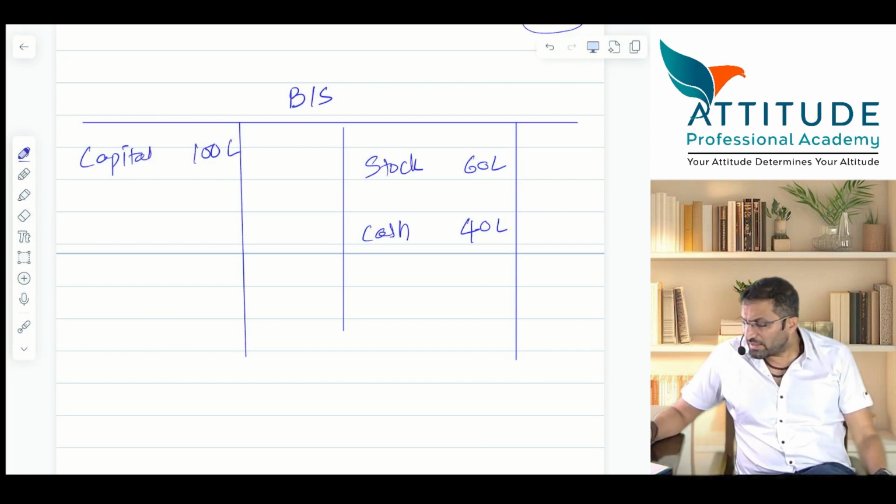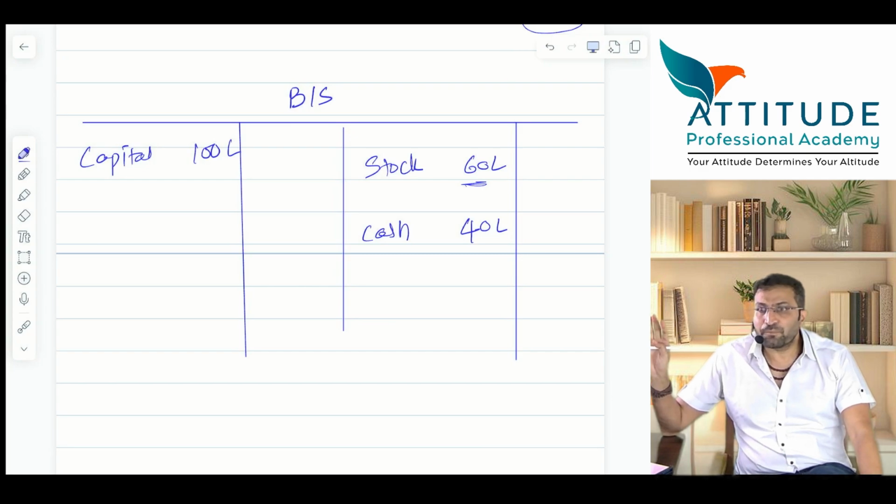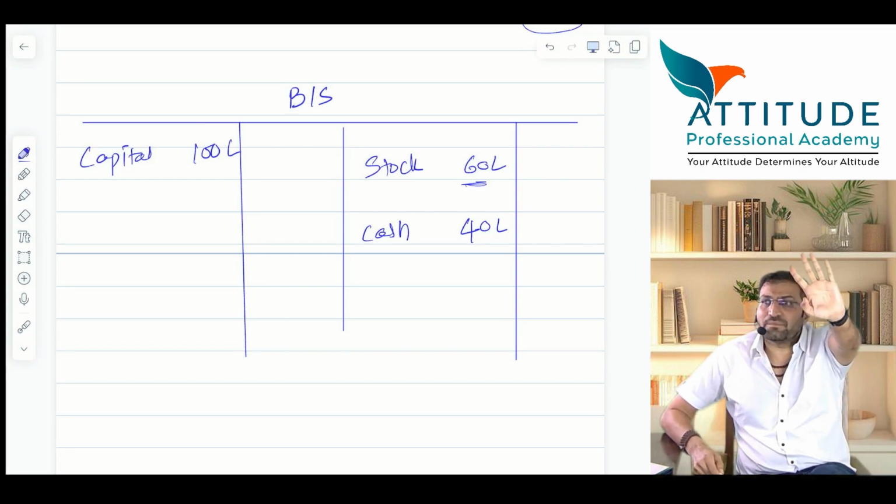Now tell me, I have sold this stock of 60 for 100 only. Hear it carefully. It means profit is 40. But all 100 I have not sold for cash. 80 I have sold for cash, 80 is cash, 20 is credit sales. So total sales are 100 only.